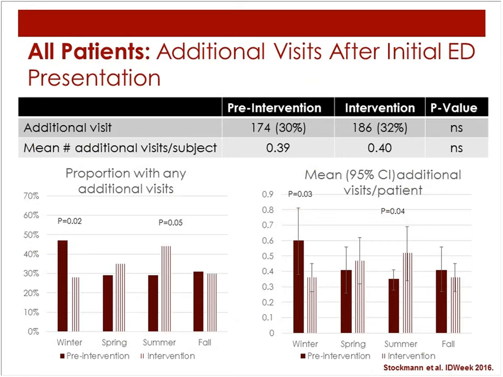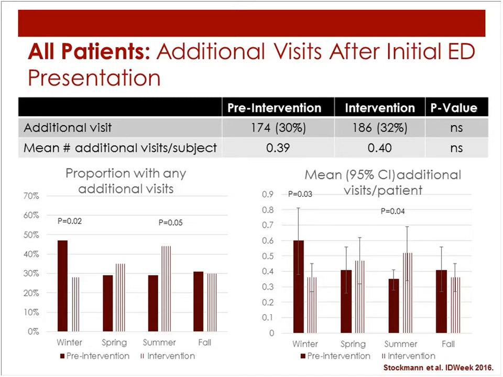So this final slide with regards to study data includes all patients again. So the next question that we really wanted to look at was the impact of the GI panel on additional visits after initial ED presentation. So what we found was that there was no significant difference in this case, at 30 and 32% in addition, resulting in additional visits. What we did find that was statistically significant was that during the winter months, there was a significant decrease in the number of patients seeking additional care and visits in the post period, compared to the pre period.